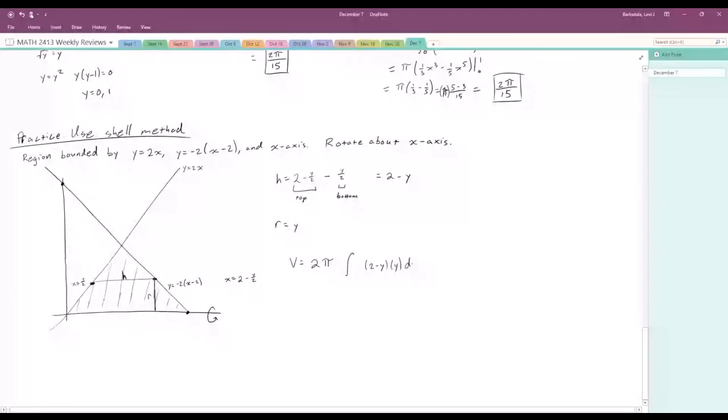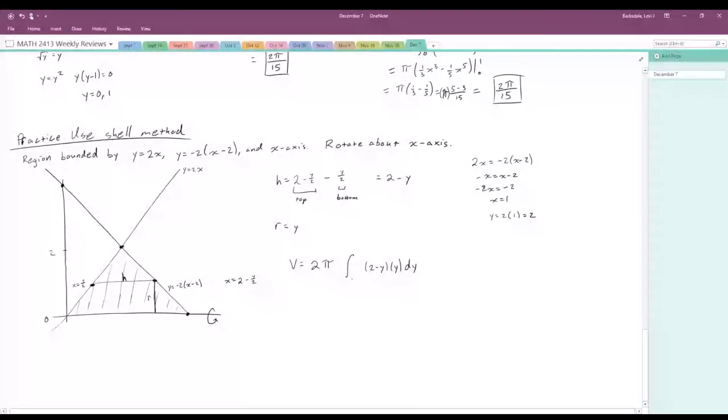I did forget to check to find out what my limits of integration should be, so I'm going to do that now. I can really easily see that my lowest y value is 0. My highest y value is at this intersection point. So to find my intersection point, I'll set my functions equal to each other. Divide both sides by negative 2. I get negative x is equal to x minus 2. Subtract x from each side. Negative 2x is equal to negative 2, so x equals 1. And when x is equal to 1, I know that y is equal to 2x, so y is equal to 2. So my limits would be from 0 to 2.